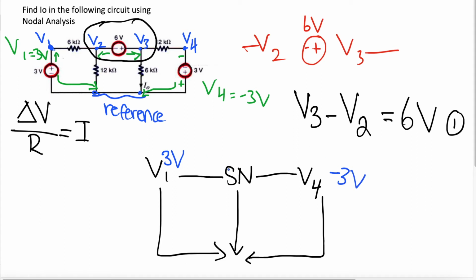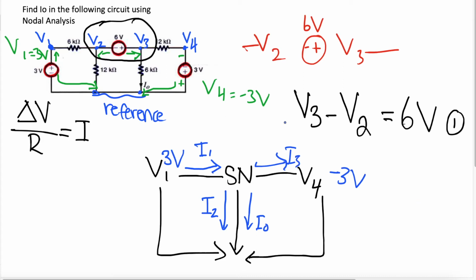Now for our supernode, we're trying to find current. So let's label the current going into the supernode from V1 as I1. Then we have I2 going down here, then I0 going down here, and I3 going over here. As you can see, we have 4 currents, but we're basically combining 2 of these currents because of our supernode.